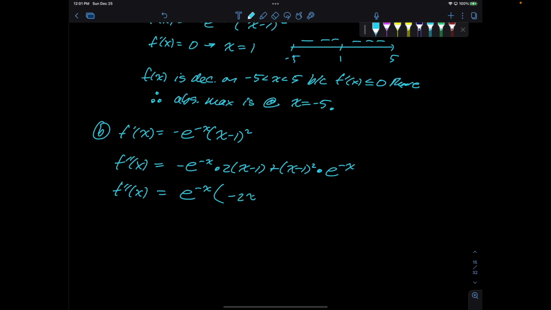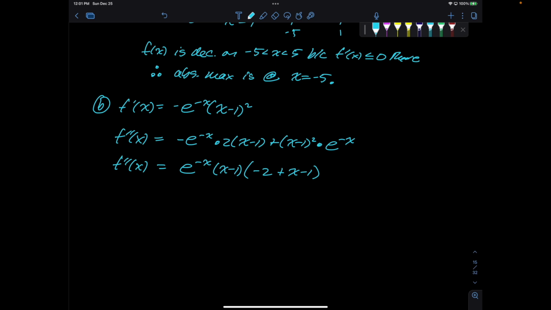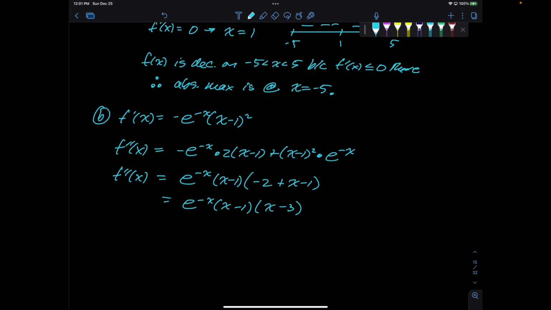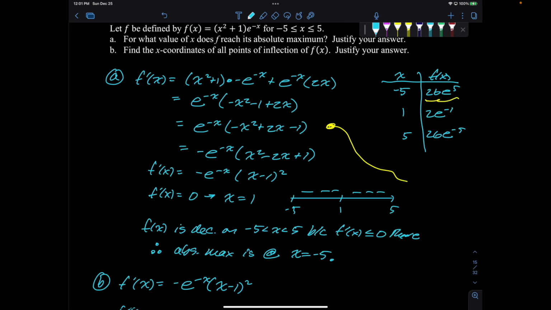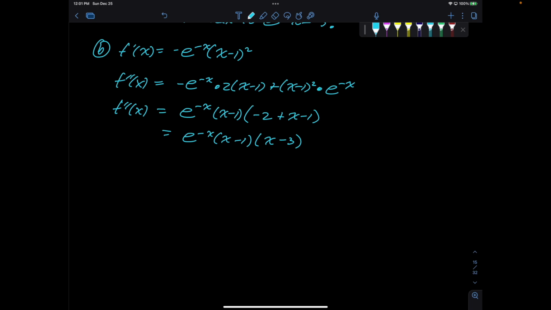So let's say this is -2x plus 1, and then x squared. I could take out, and I should, let's take out an x minus 1 as well, just to make life easier. We'll get -2 plus x minus 1. I think that makes life a lot easier. Okay, so I have e to the negative x times x minus 1 times x minus 3. So if we're looking for points of inflection, it's going to be at 1 and 3, but I'm going to sign chart that, and then say f double prime has a sign change.